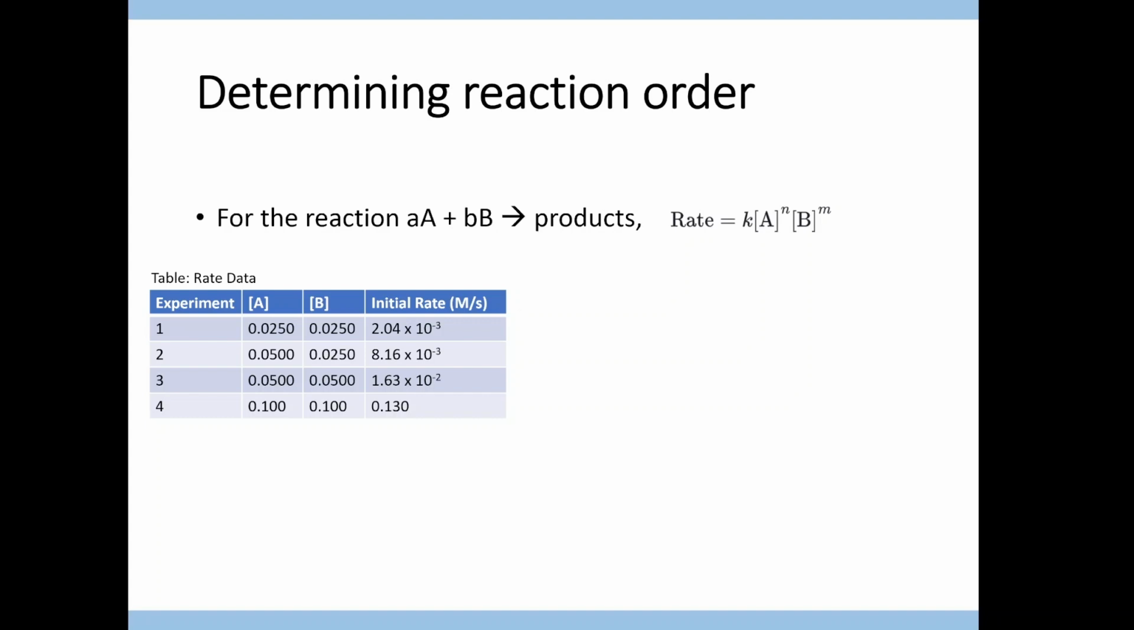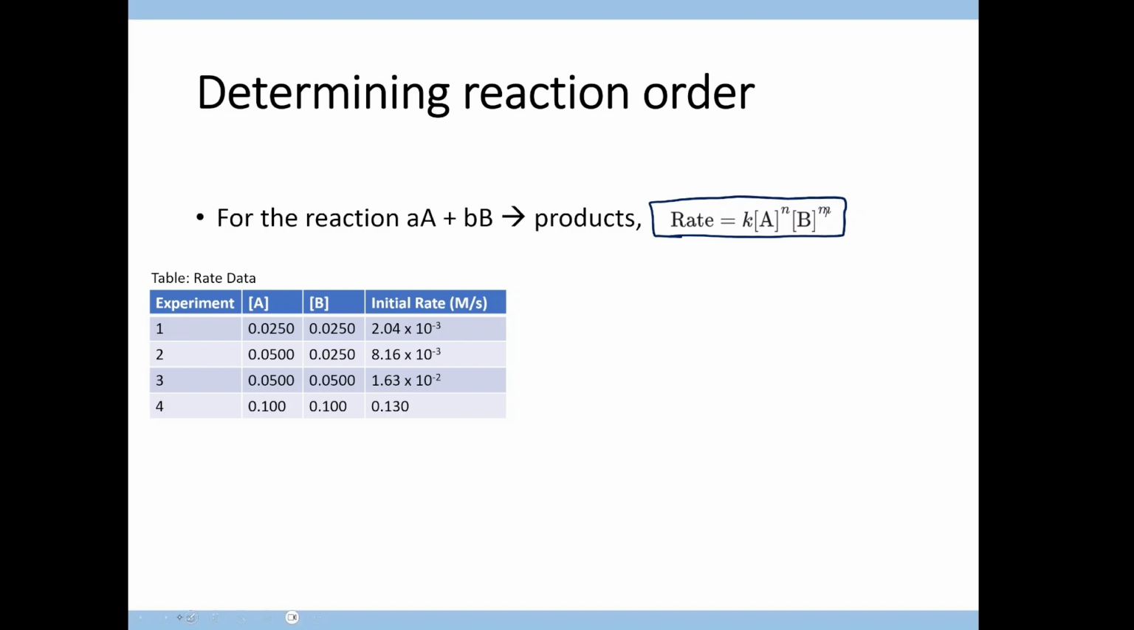So we have a reaction with two reactants, A and B, some coefficients, and we can right away write this out where we know that the rate is the rate constant times the concentration of A to the n, which is whatever the reaction order is with respect to A, times the concentration of B with whatever the reaction order is with respect to B.